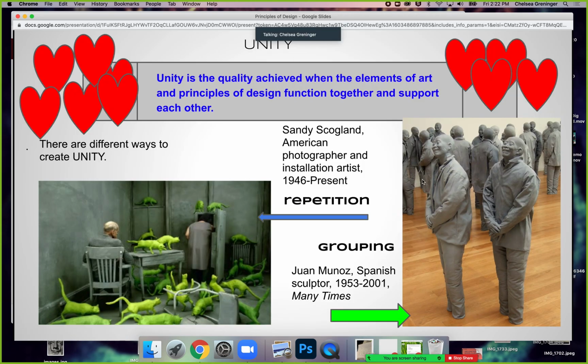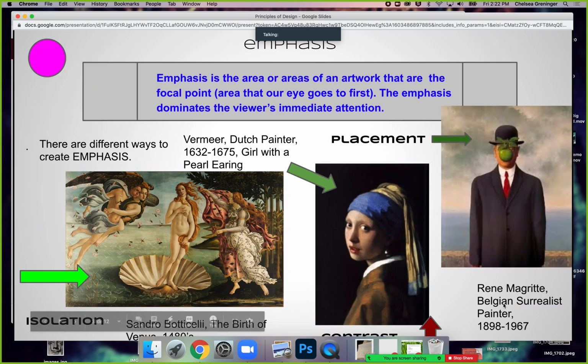All right, so we just have one or two more. So we can also group things together to make them feel unified. So put them in groups. Emphasis. Emphasis is the area or areas of an artwork that are the focal point. It's what we look at first. So the emphasis really dominates our attention. Like, we want to look at it first.